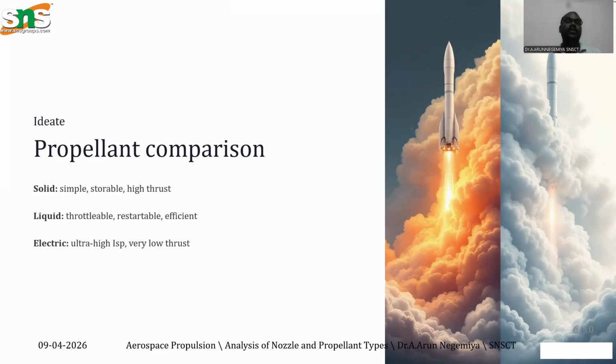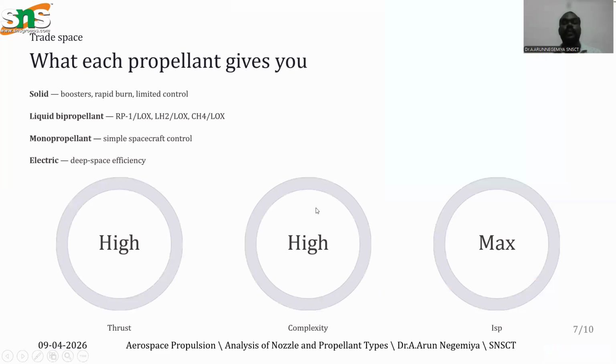Next one is liquid propellant. The liquid propellant gives more efficiency compared to electric and solid. The last one is electric propulsion. Electric propulsion has an ultra high specific impulse, and it gives very low thrust compared to solid and liquid.